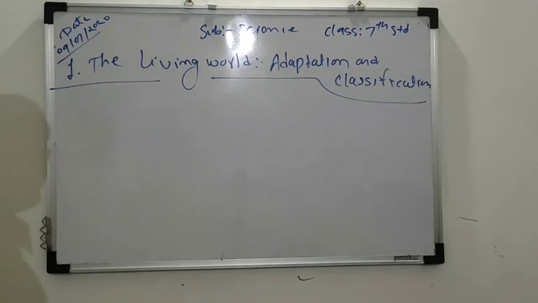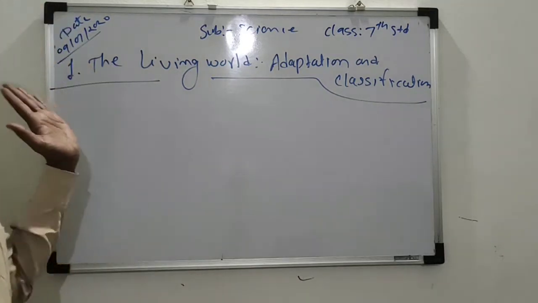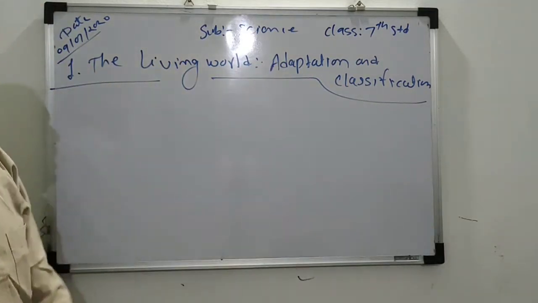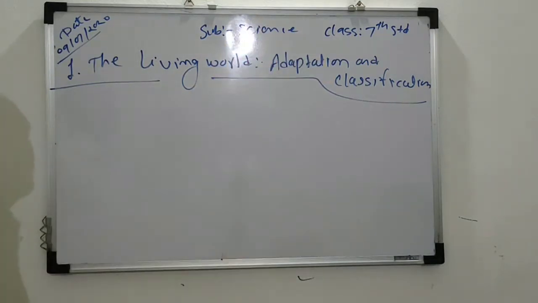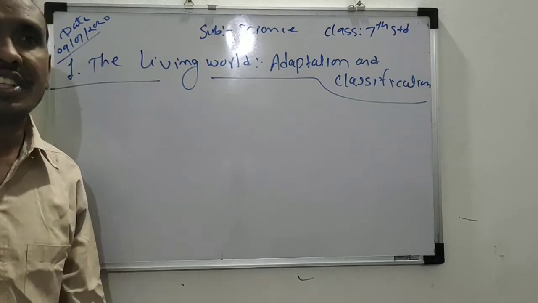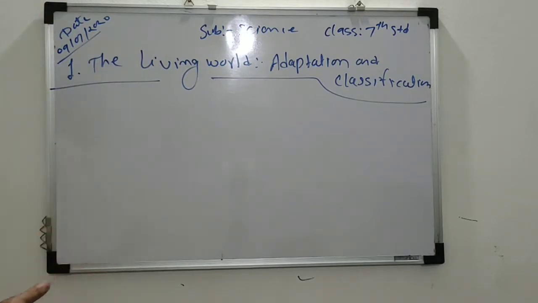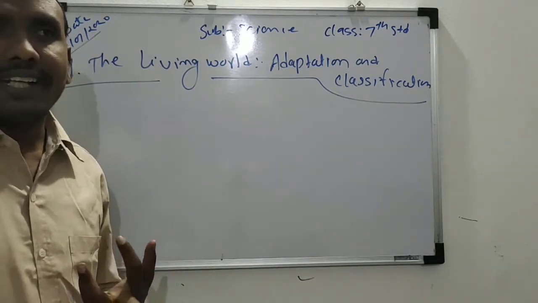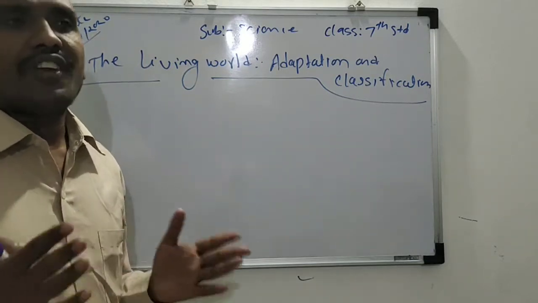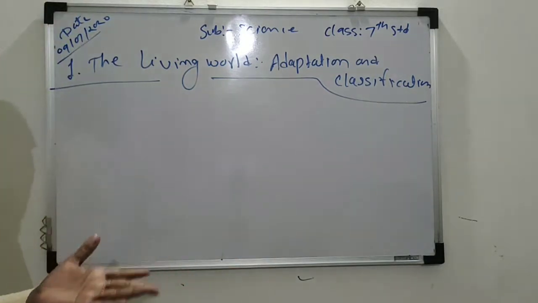Yes, in the last lectures we studied the previous chapter on living worlds, adaptation and classification. In 7th standard science, in that previous class, you studied adaptation in plants. What is the adaptation of plants in the aquatic region, desert region, and snowy regions? Those are different types of adaptation in plants. What is meant by adaptation?